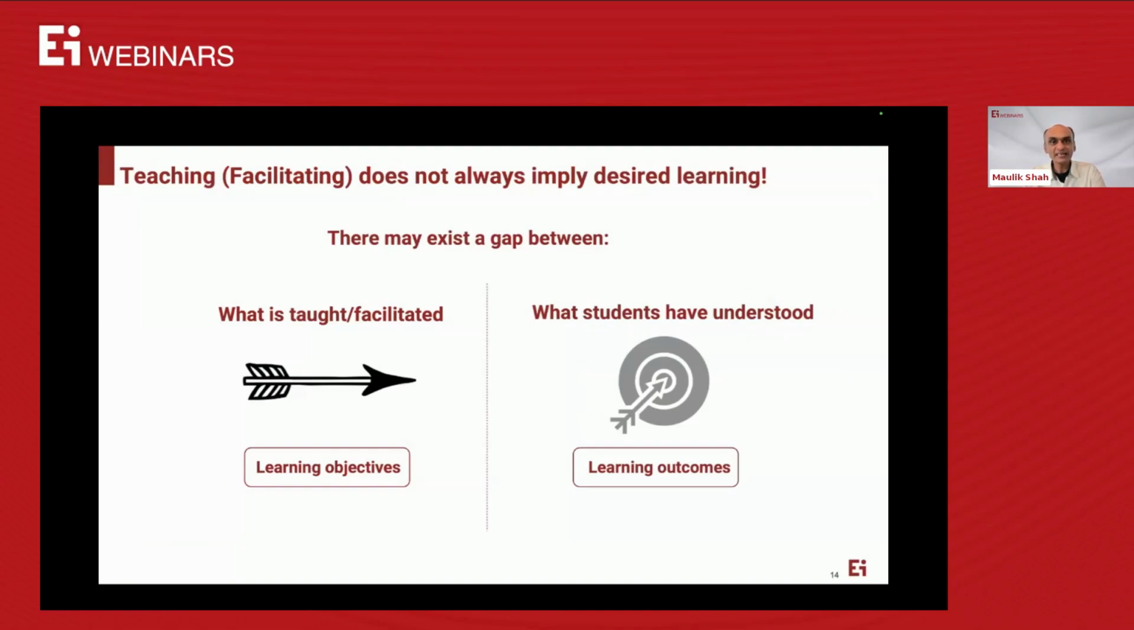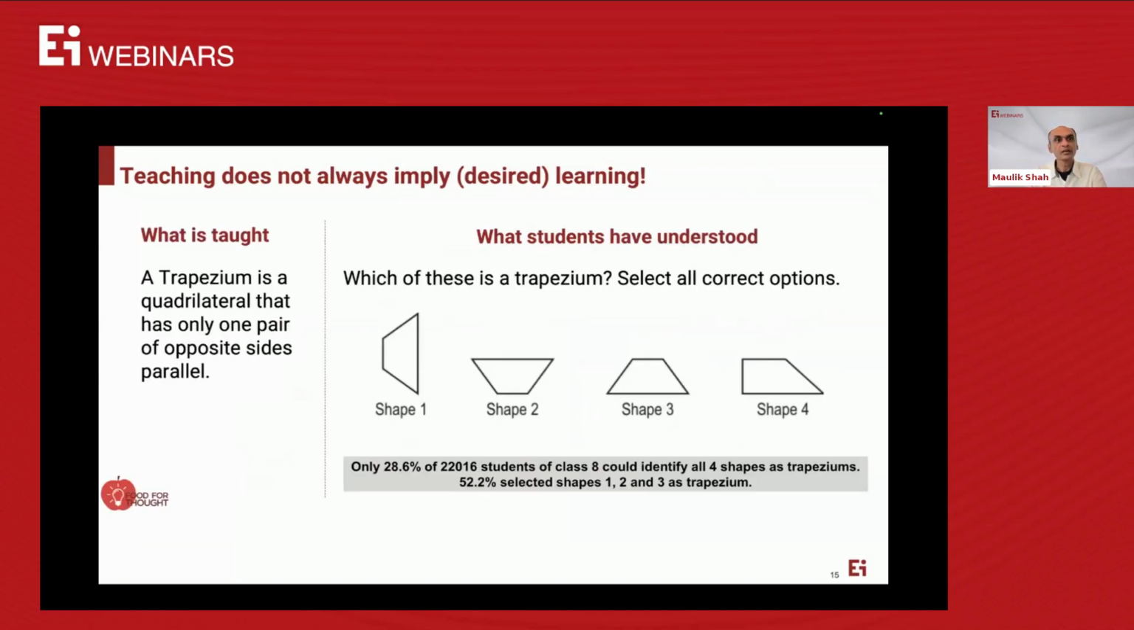So to summarize, teaching doesn't always imply desired learning. There may exist a gap between what is taught or facilitated and what students have understood. We would have taught them the definition of a trapezium as a quadrilateral with at least one pair of opposite sides parallel. But what students have understood is this. Whether it was intentional or unintentional, that is what students learn. That's because students always learn from their own prior understanding, and each learner brings different prior understanding.